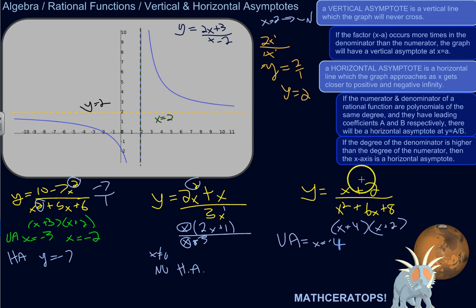Now horizontal, here's the condition that would apply here. If the degree of the denominator is higher than the degree of the numerator, then the x-axis is the horizontal asymptote. So here, the highest term is raised to the power of 2. Here, the highest term is raised to the power of 1. So this polynomial here is a higher degree polynomial than the numerator. So the horizontal asymptote will just be y equals 0, the x-axis.